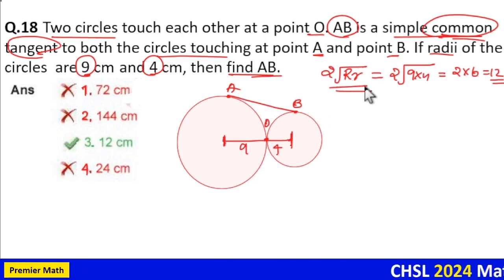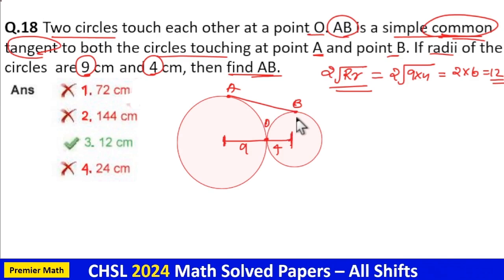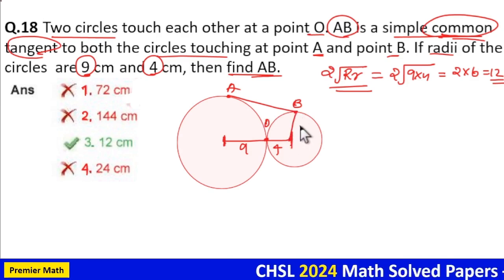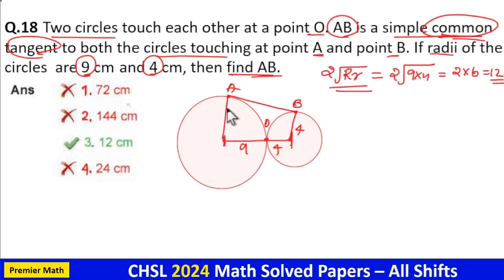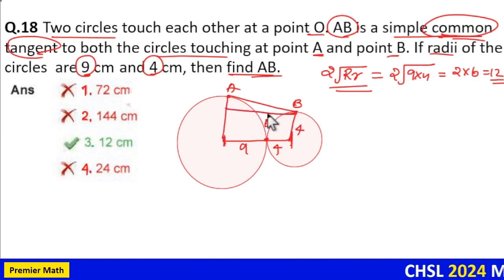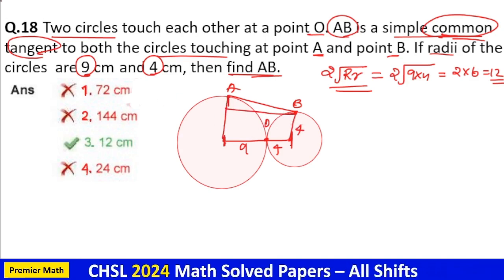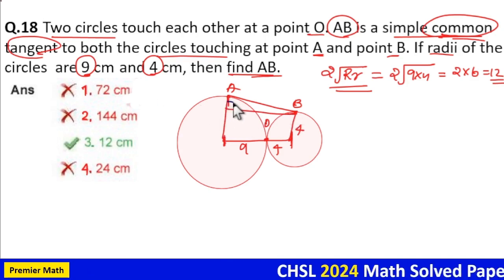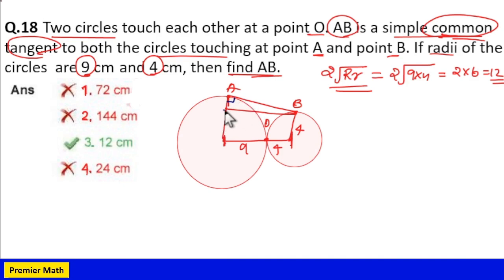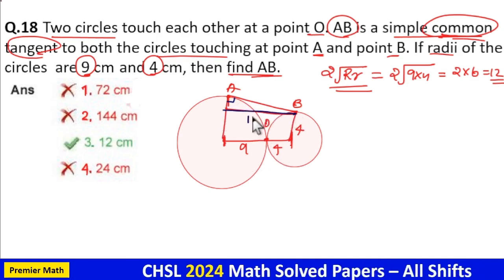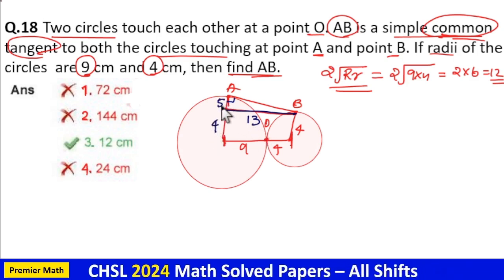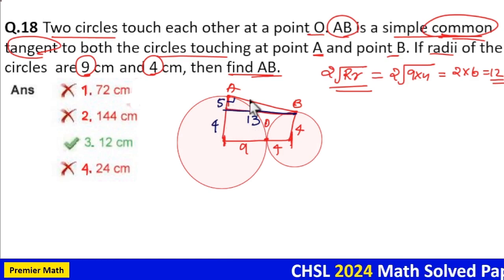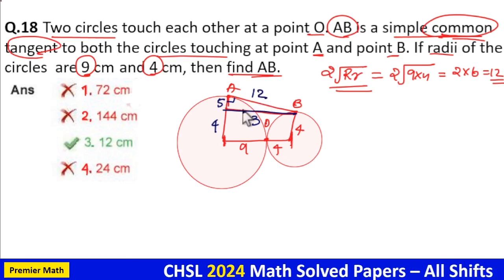Now, if you don't know this formula, just use the diagram to find the answer. This length is the radius, which is 4. Here, this is also a radius, which is 9. But if I draw a line here, you can see this is a right angle triangle because the radius makes 90 degrees with the tangent. Now, this length is equal to 9 plus 4, 13, and here this is 4, then this is 5. Now, if this is 5 and this is 13, this is a triplet. Now, the third length is 12.